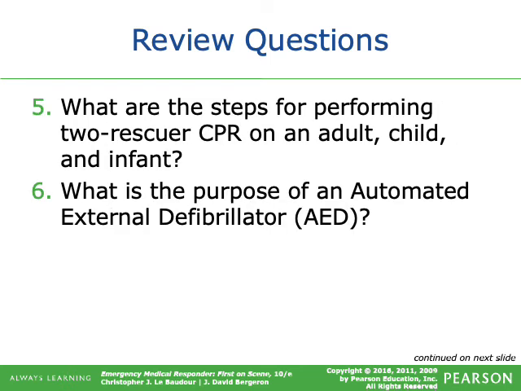Same thing for number 5. I'm going to give a brief answer. What are the steps for performing 2 rescuer CPR on an adult, child, and infant? Again, this is going to be providing basic CPR. The only difference is on a child and an infant, your ratio is going to go from 30-2 and you're going to swap it over to 15-2. So that's going to be 15 compressions to 2 ventilations. Those are the biggest differences between 1 and 2 rescuer CPR.